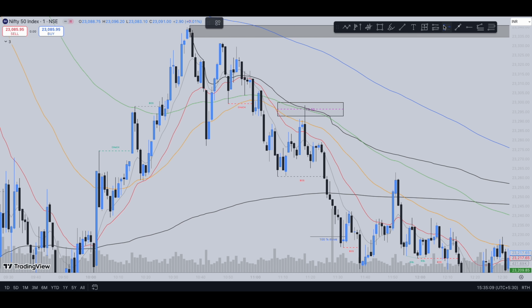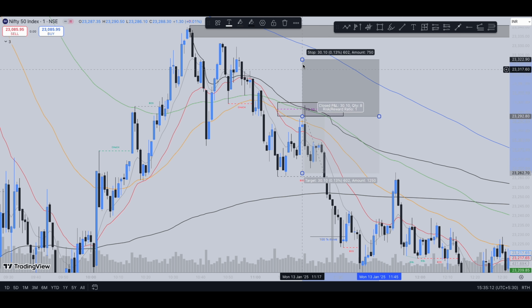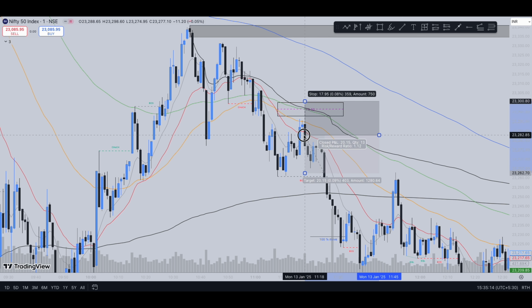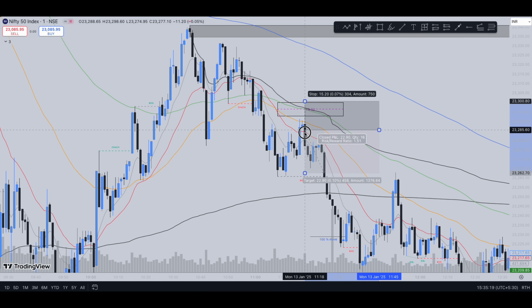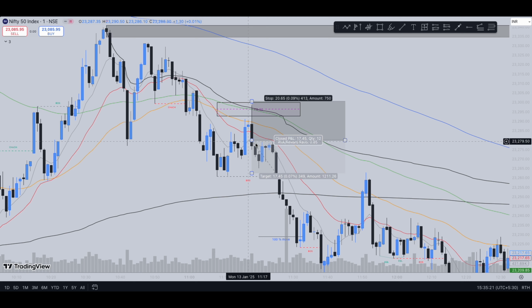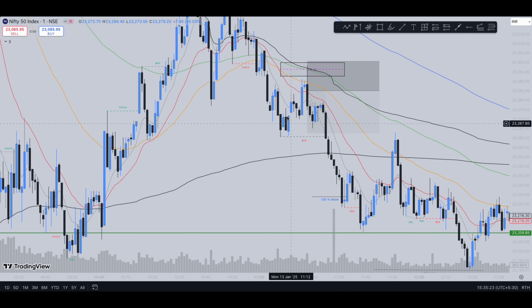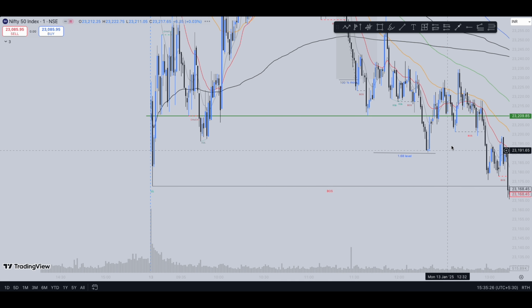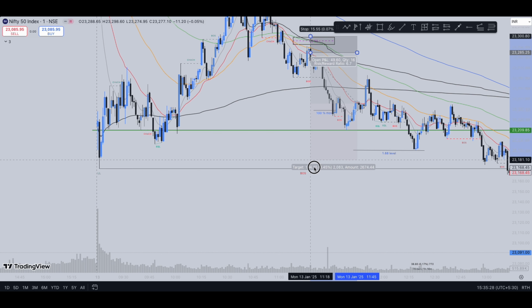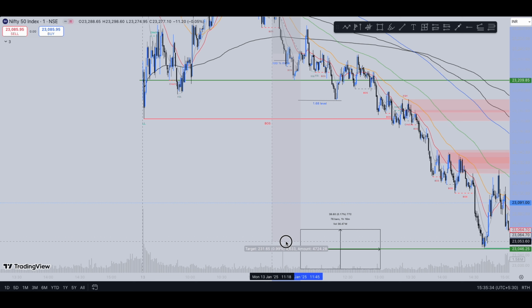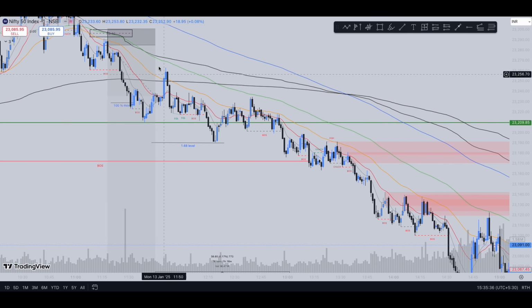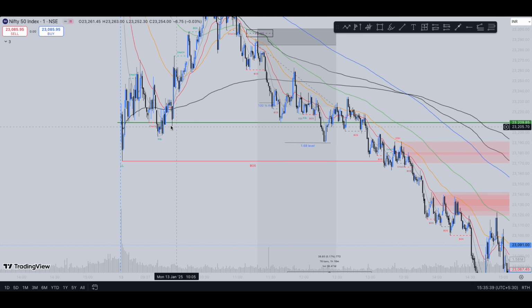You could have entered a short position over here, keeping your stop loss just above this wick, or after this rejection candle you could have entered keeping your stop loss above the high and targeting this 100% fib retracement or the 1.68 level, or you could have just trailed your stop loss all the way till here, guys, or you could have targeted this low.